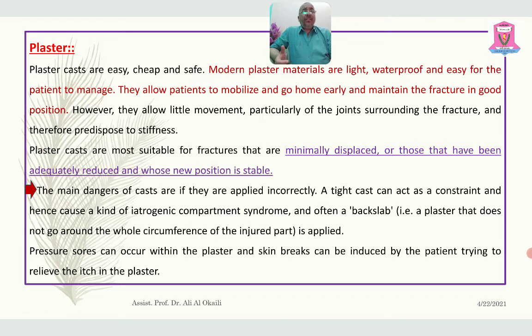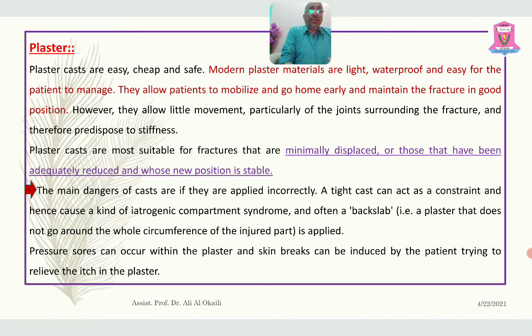The plaster of Paris are easy, cheap and safe. Modern plaster materials are light, waterproof and easy for the patient to manage. They allow the patient to mobilize and go home early and maintain the fracture in good position. However, they allow for a little movement, particularly at the joints surrounding the fracture, and therefore predispose to stiffness.